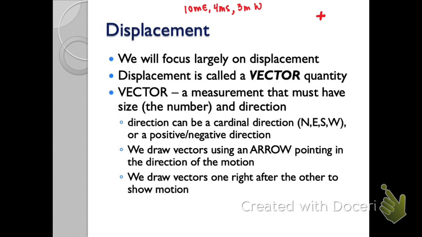So what direction is east? Left, right, up, or down? Right. East is to the right. So I'm going to go 10 meters. And I draw it with an arrow, and I draw it in the direction of my motion. So there's my 10 meter. That's my vector right there.